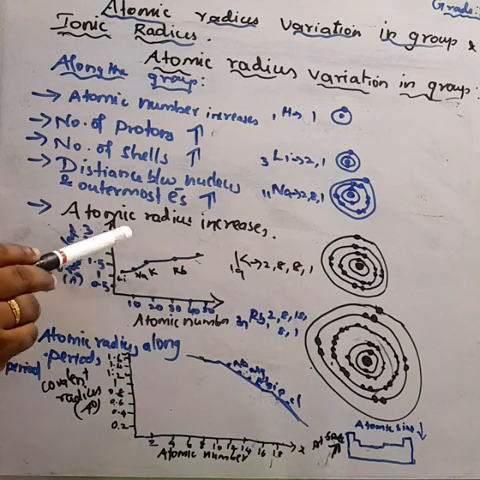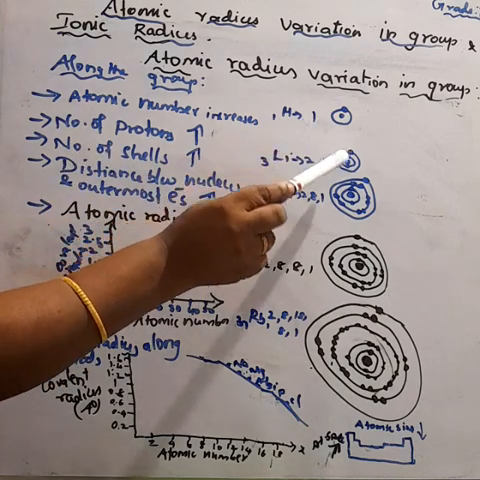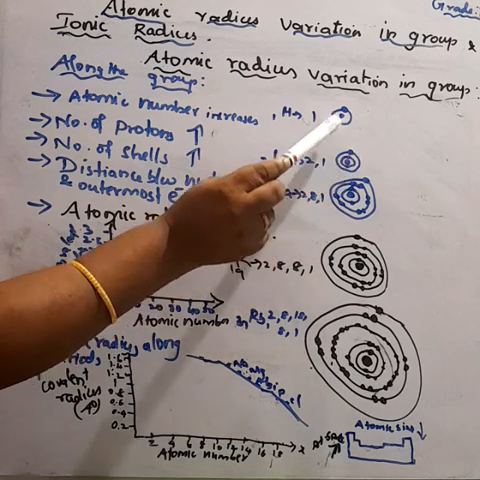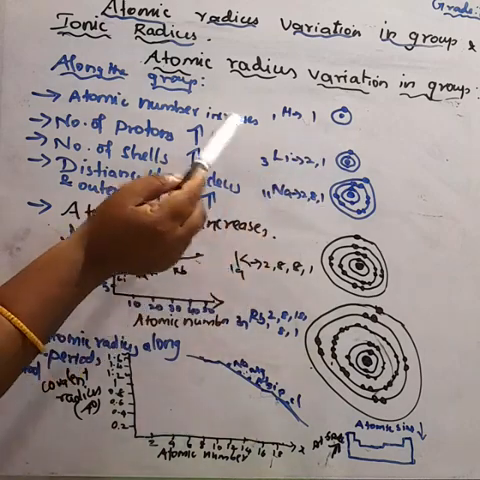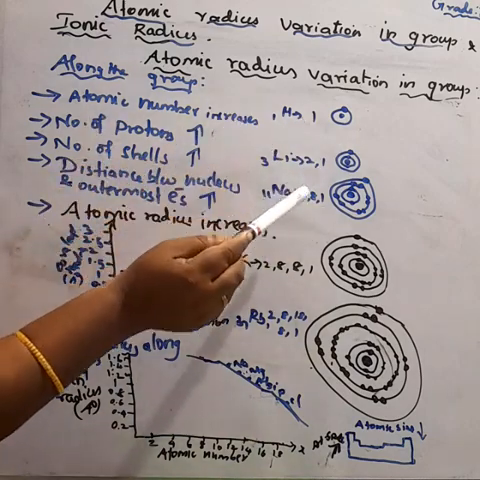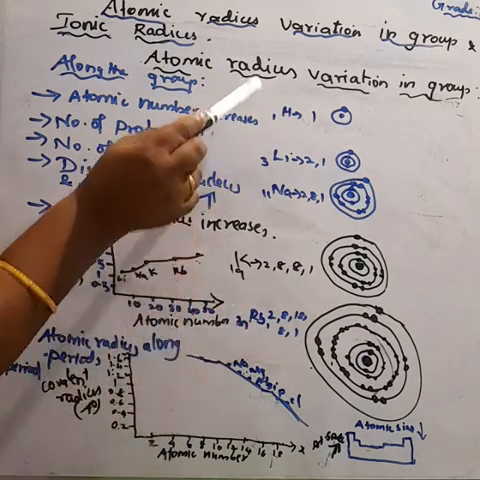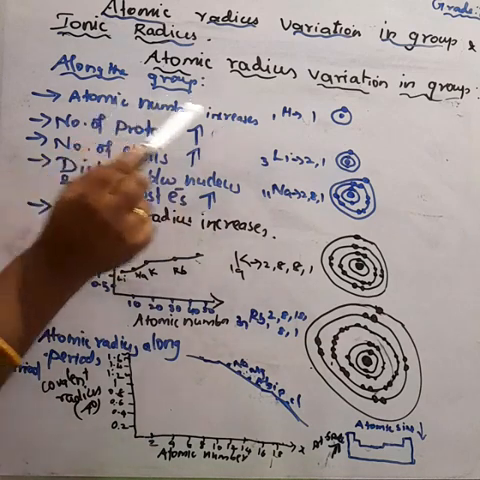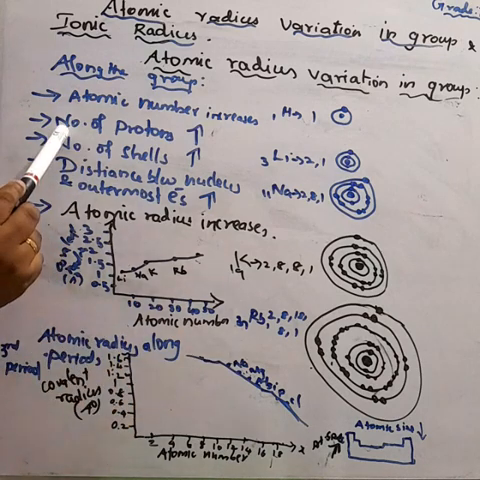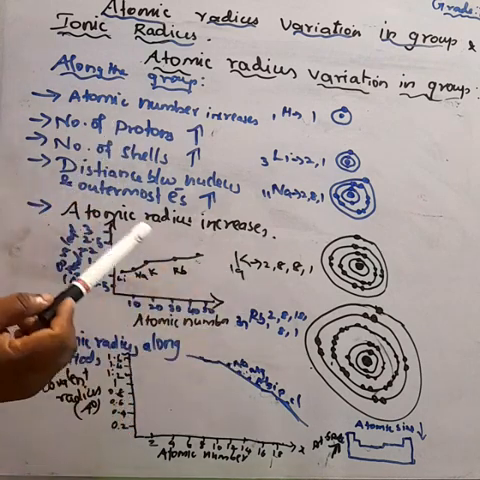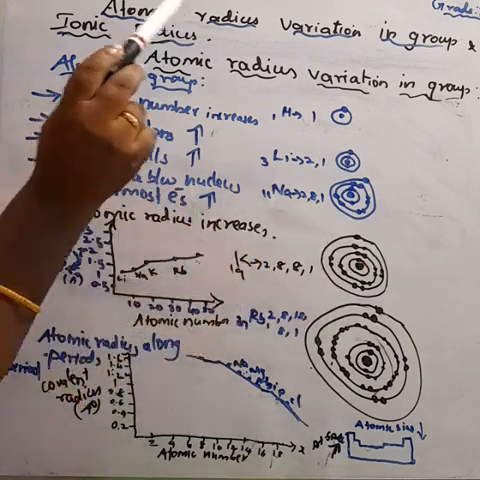These are the first group elements. You see the atomic radius increases. How does the atomic radius increase? Because the atomic number increases. Hydrogen atomic number 1, lithium 3, sodium 11, potassium 19. When we are moving from top to bottom, atomic number increases for all the elements. When atomic number increases, nuclear charge also increases.